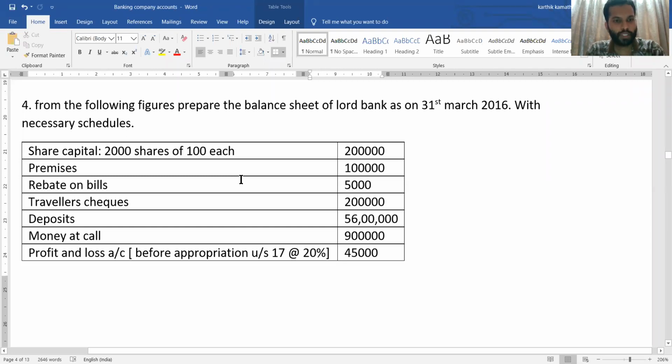Share capital, 2000 shares of 100 each, is given. So share capital is schedule number 1. Then premises. Premises is a fixed asset, schedule number 10. Rebate on bills is schedule number 5. And what about traveler's check? For traveler's check, there is an adjustment that we are going to see. Deposit is schedule number 3, and money at call and short notice is schedule number 7.